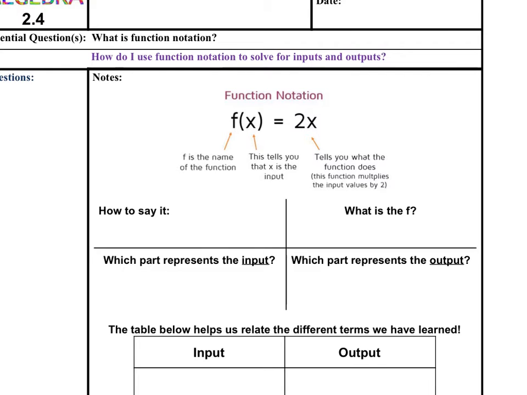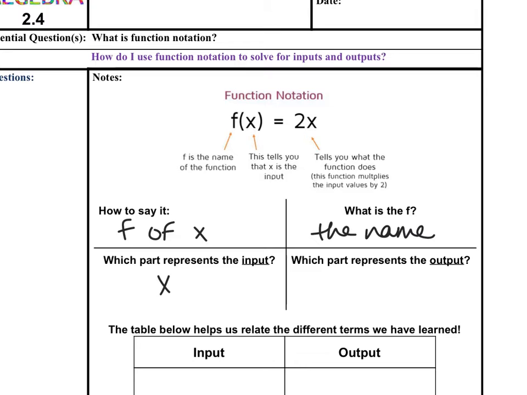So when we look at something like this, we say it as f of x. Nuggetizer of animals, f of x. The f, as we discussed, is just the name and nothing more. Just like the name of the nuggetizer is nuggetizer. Which part represents the input? That would be the thing in the parentheses. So in this case, the x.